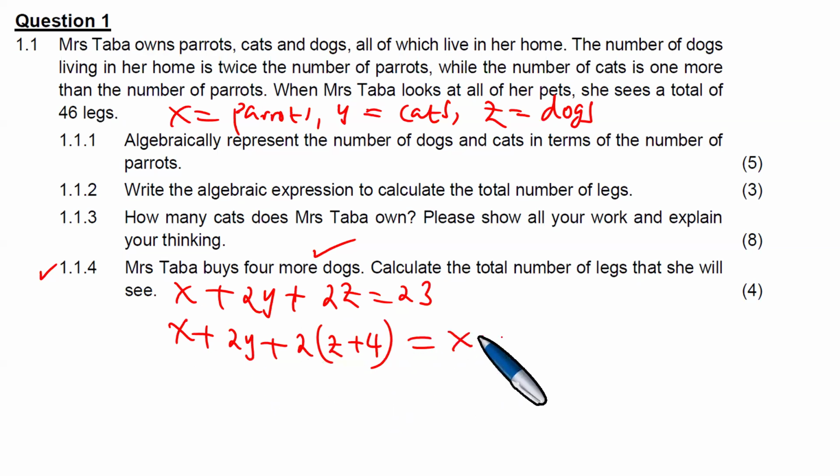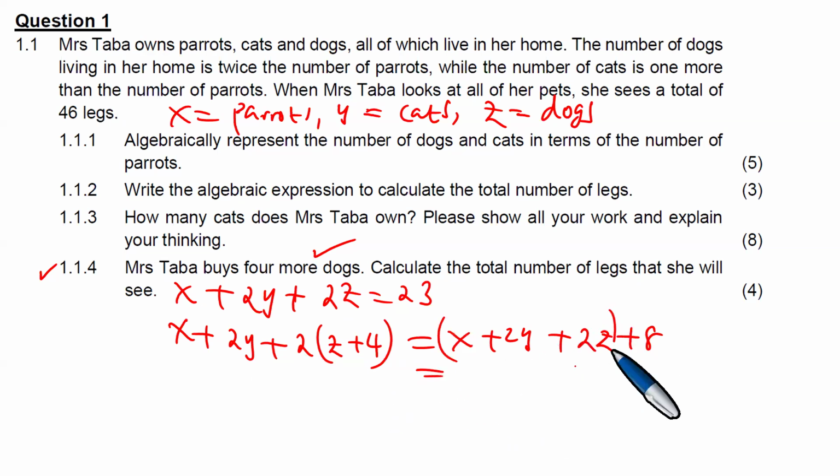Therefore this is X plus 2Y plus, distribute here, 2Z plus 8. So X plus 2Y plus 2Z, which is 23 plus 8, which is exactly 31. Is it? Okay, we're checking here, because you're adding 4 dogs.